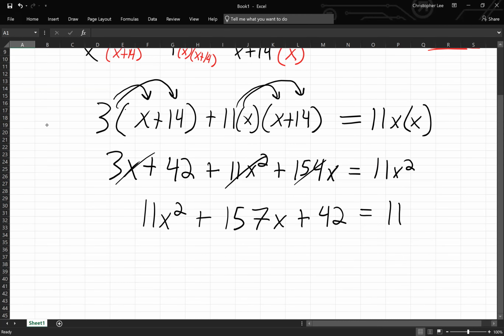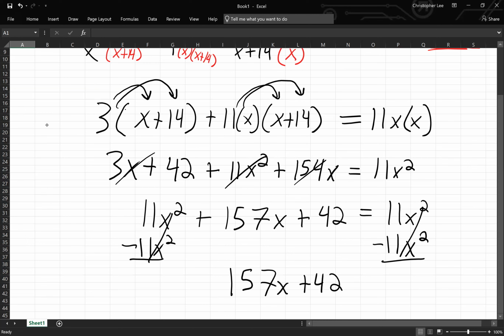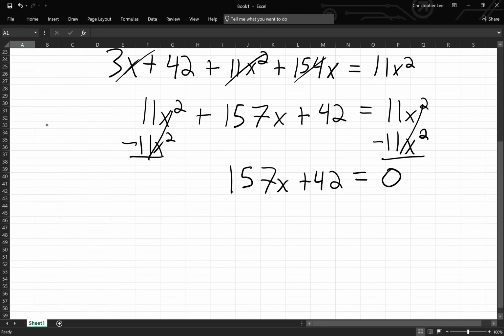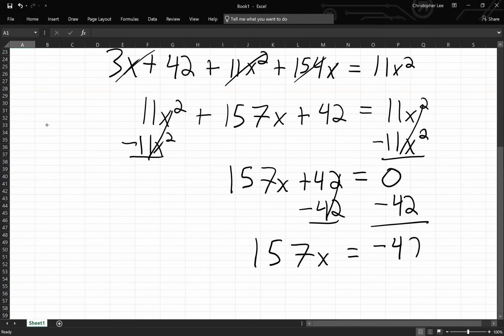And then that equals the 11x squared. Now I want to solve for x. So I'm going to subtract 11x squared from over here. But what I do to one side, I have to do to the other. So now I have 157x plus 42 is equal to 0. And then what do I do after that? Subtract 42. What I do to one side, I do to the other. So now I have 157x is equal to negative 42. Divide by 157 to get x by itself. What you do to one side, you do to the other. This is my answer.